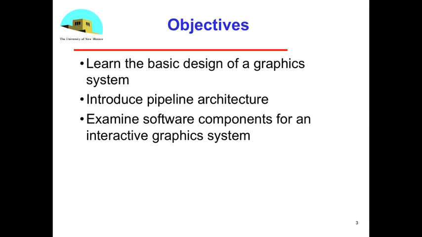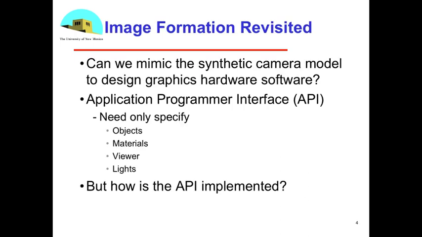And finally, at the end of this, we'll say, okay, now we have the pipeline architecture that looks like this with the various processors in the pipeline. Now, what does the software interface to that look like? What kind of functions are going to be in an application programming interface or an API, in particular in WebGL?